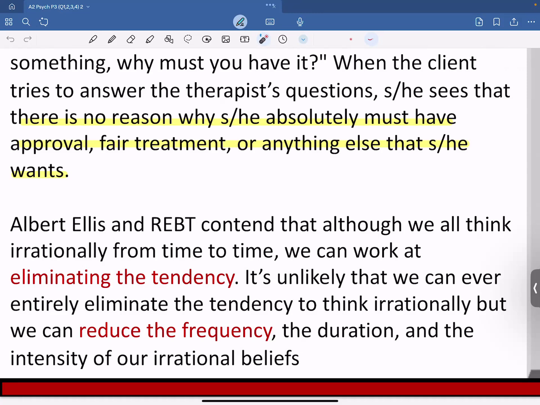So, while Ellis acknowledges that humans being humans, we might not be able to 100% eliminate the tendency of having irrational beliefs, what we can do here is try to reduce the frequency, the duration, and the intensity of these irrational beliefs.